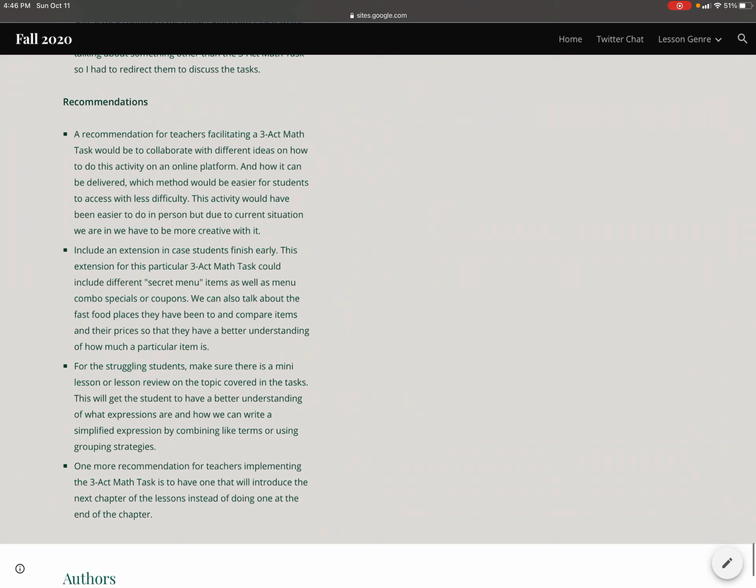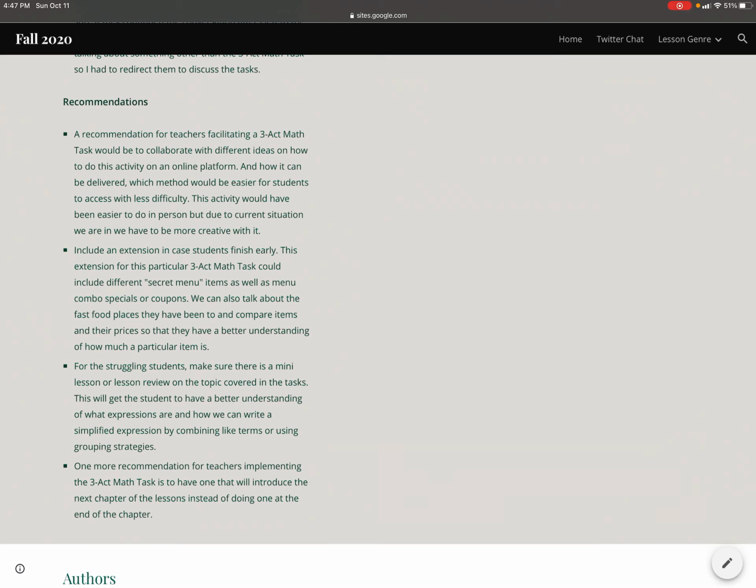For struggling students, make sure that there is a mini lesson or a lesson overview or review on the topic covered in the tasks. This will get the students to have a better understanding of what expressions are and how they can write a simplified expression by combining like terms and using grouping strategies. So this was a big one.